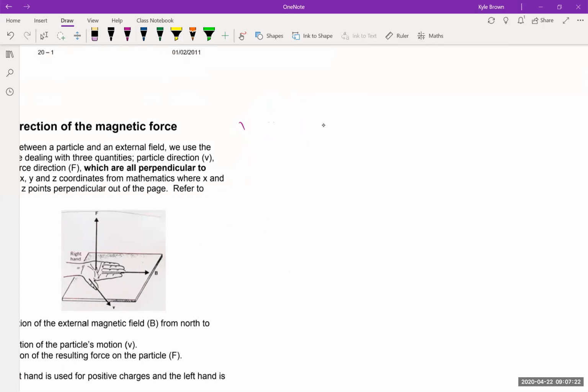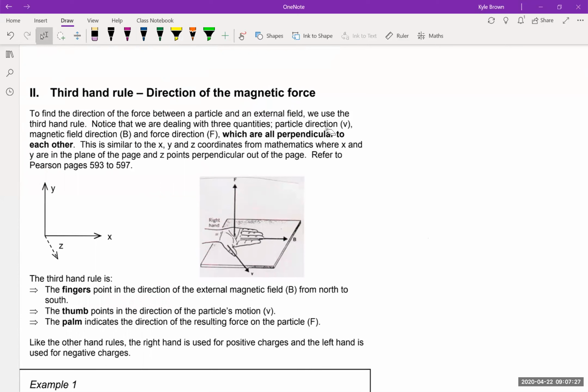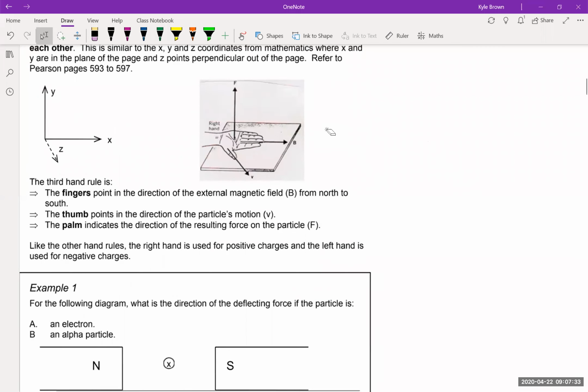Okay. And then the third hand rule is going to be more for this deflecting idea that we just showed, with deflecting charges and applying a force on charges. All right, so here's the idea. Our fingers will always point in the direction of the external magnetic field, so they're always going to point from north to south. Our thumb is going to point in the direction of the particle's motion.